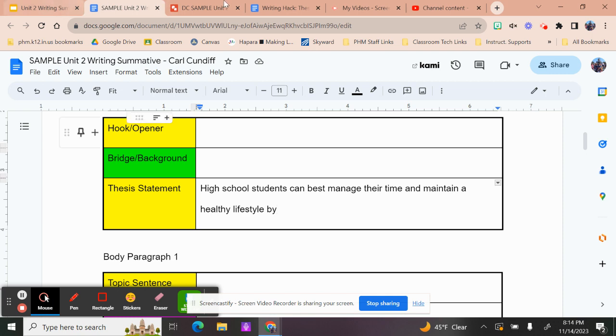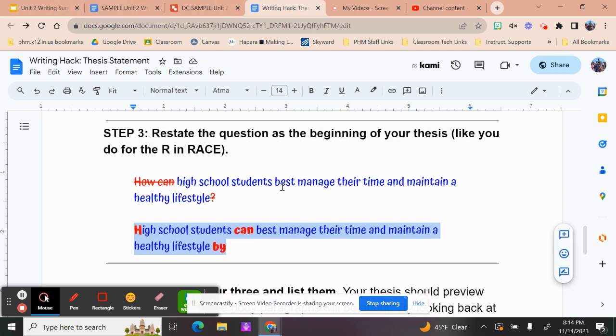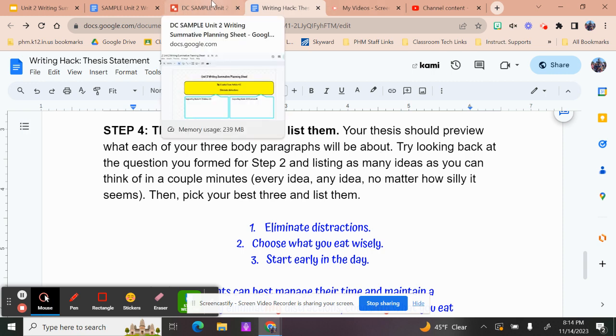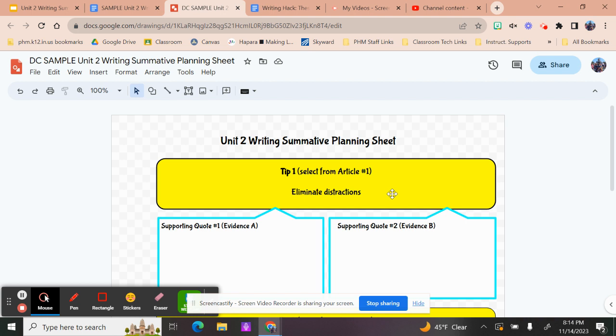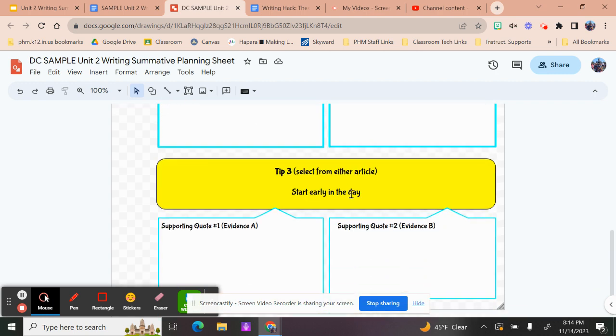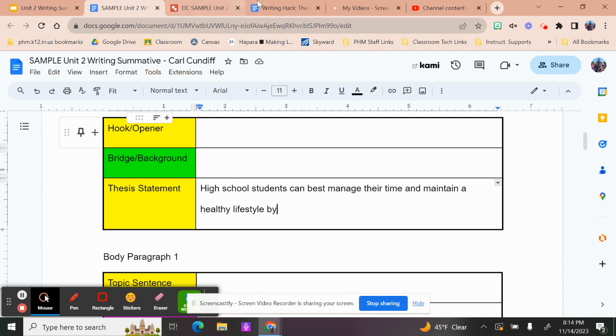Okay, now if we go back to the note sheet, you can see that the next thing to do is to think of your 3 answers to the question and list them. Well, you've already done this step. You've identified the 3 tips that you're going to talk about. So that's where you want to consult your planning sheet. And you can see on my planning sheet that eliminating distractions, choosing what you eat wisely, and starting early in the day are my 3 tips.